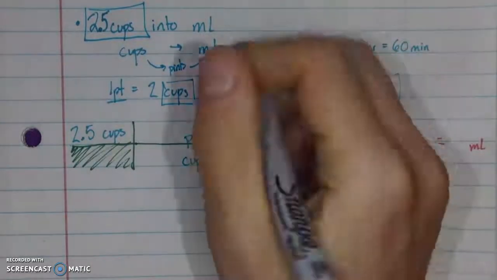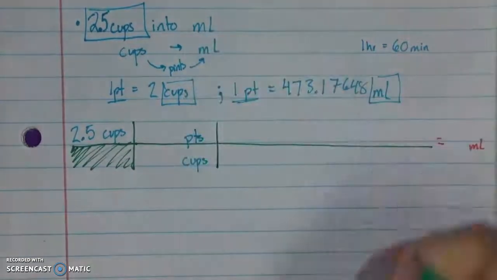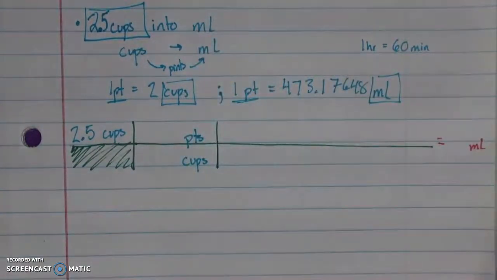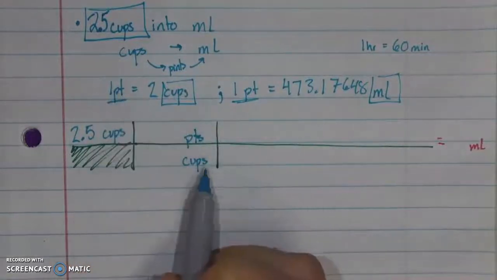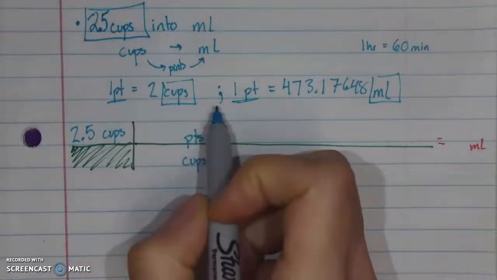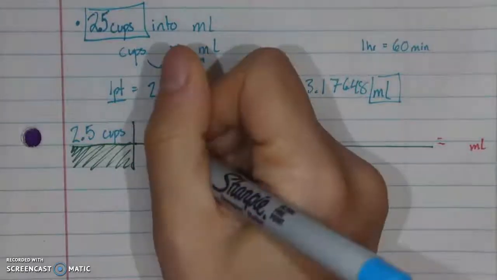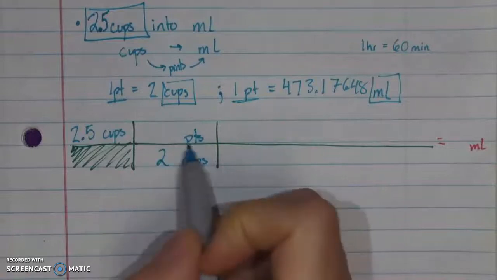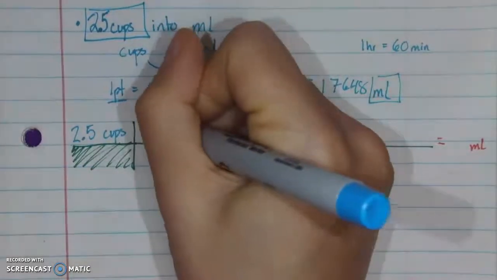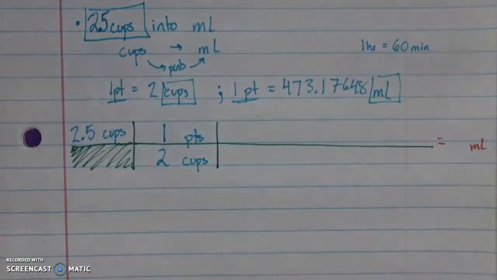And that will be the end of that conversion, right? So I'm going to draw another line. Now here, I'm going to put my conversion here. Now, how do I know which of these gets the 1 and which of these gets the 2? Well, the 2 is already linked with the cups, so I'm going to drop the 2 down by the cups. And here, how do I know what the pints get? Well, the 1 is already by the pints, so it's going to be 1 by the pints.